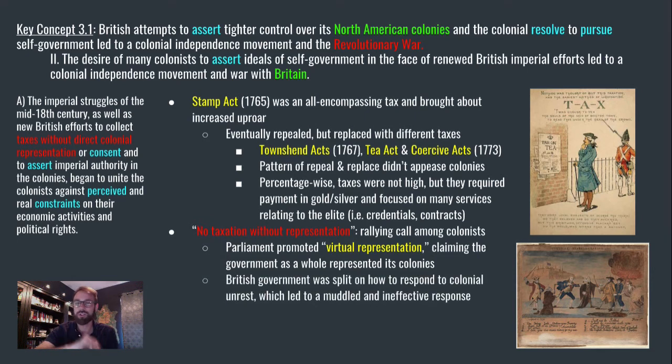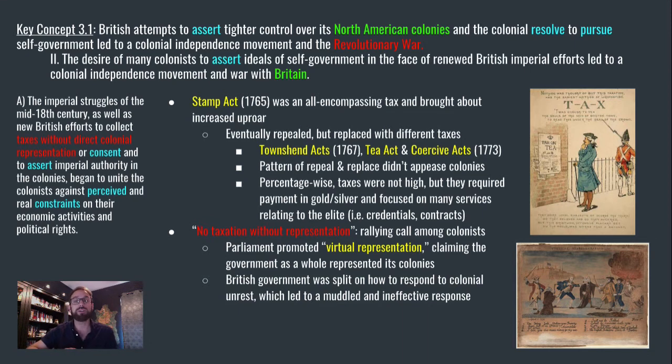Okay? So I already told you the British government was split. Some of them said, yes, the colonists have reason to be angry. Others said they're being ridiculous, spoiled children, and we just need to ignore them and move forward. Now, the problem with that is it led to a muddled and ineffective response. So one of the reasons we kept on going repeal and replace was because Parliament couldn't decide what to do. Were they going to use soft power by negotiating things, or were they going to use hard power in terms of actually sending in the military and starting a war over this?